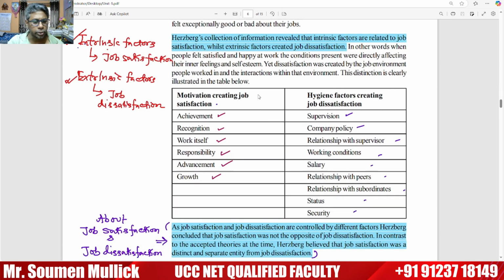The motivators creating job satisfaction, the intrinsic factors, are number one, achievement. Number two, recognition. Number three, the work itself. Then responsibility, advancement, and growth. This is called job satisfaction, motivating. And hygiene factors, creating job dissatisfaction, are such things as supervision issues, company policy, relationship with the supervisor, working condition, salary, relationship with peers, relationship with subordinates, status, and security. These can be situations which create job dissatisfaction.